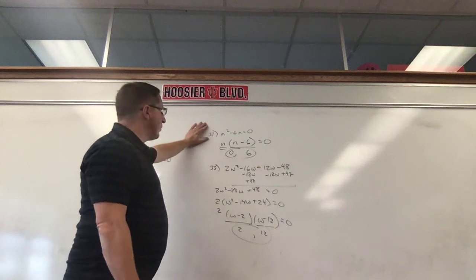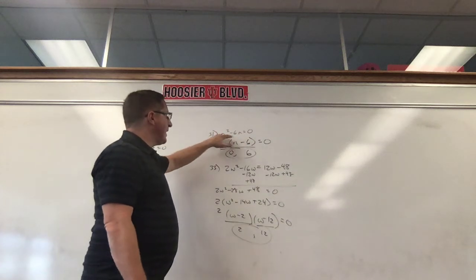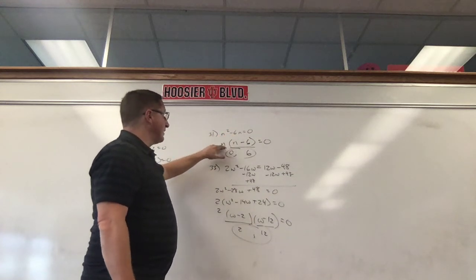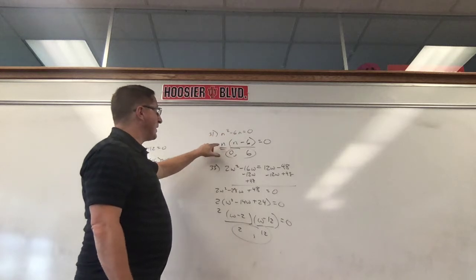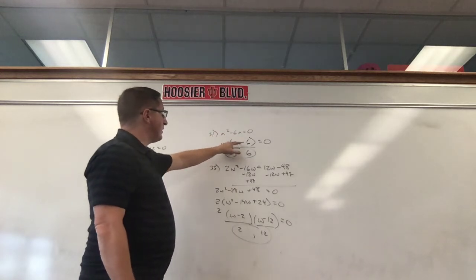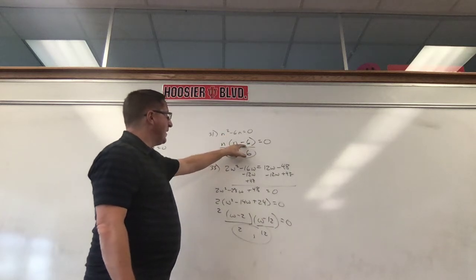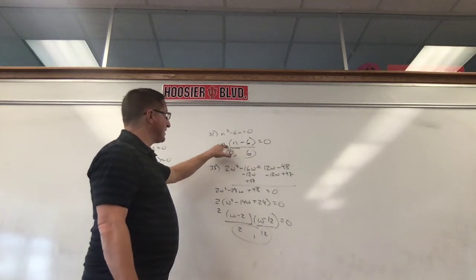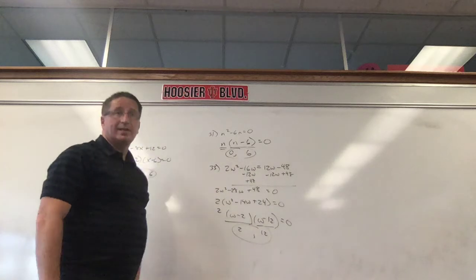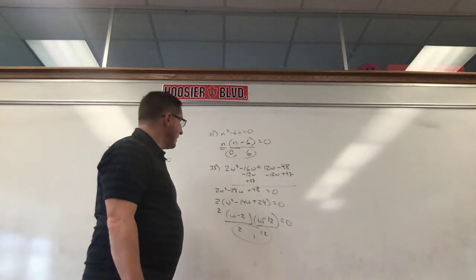When we looked at number 31, it equaled 0, and in this case, we could factor out an n, because they both have an n. So I factored an n out. n times n is n squared, minus n times 6 is 6n. And then 6 makes 0, and what makes n 0? 0 makes n 0. So just 6 and 0.